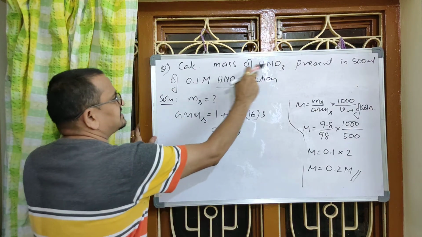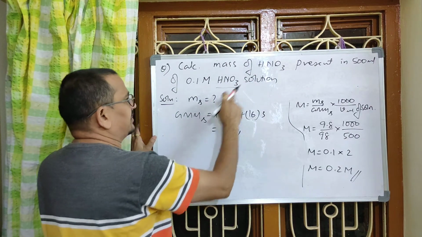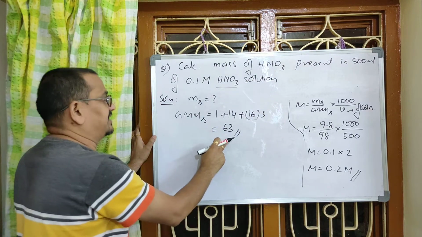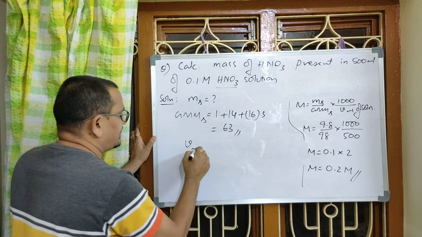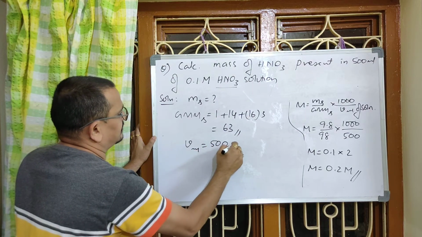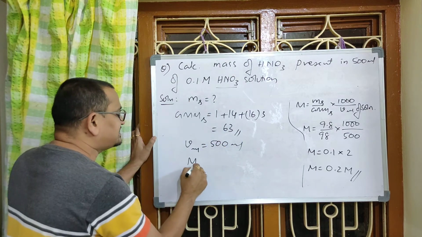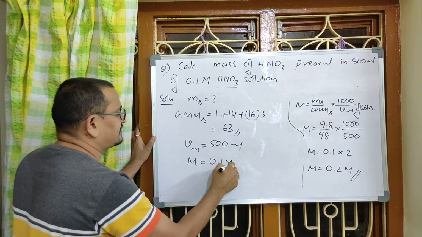Then mass of solute is to be determined. Molecular mass of solute is already determined. Now volume is given in ml. V ml is equals to 500 ml. And then molarity is given directly. See, molarity is 0.1 molar.